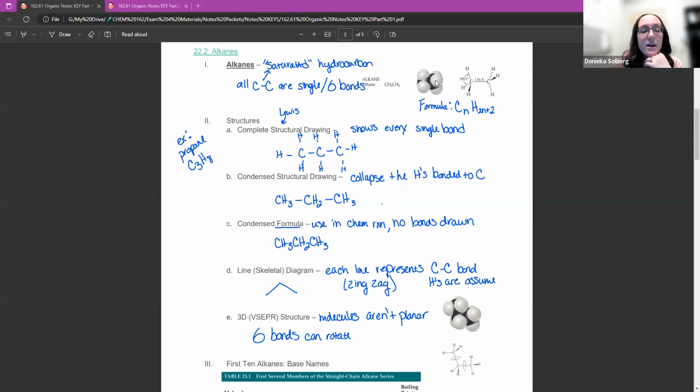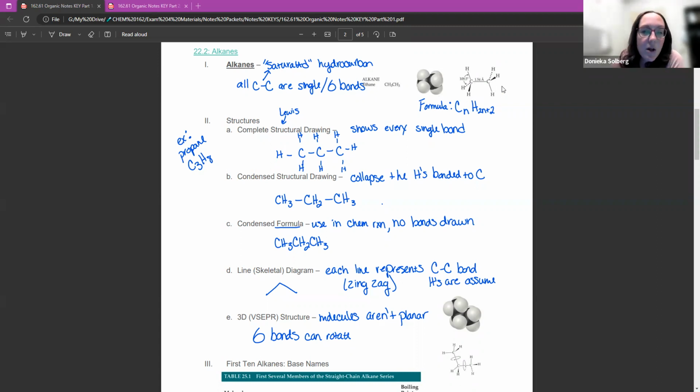Okay, so this one here, this is ethane. It has 2 carbons, so it would be C2H, 2 times 2 plus 2 is 4 plus 2 is 6. So it's C2H6, and this is what the molecule looks like.